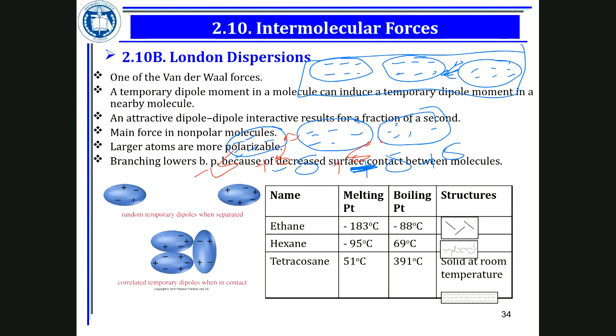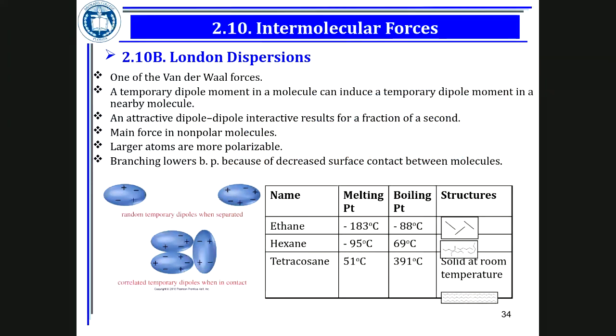So we have to now look at the pattern, how London dispersion changes among the molecules that are nonpolar. Let's look at these examples we have here. Ethane is nonpolar, and how many carbons do you have for ethane?